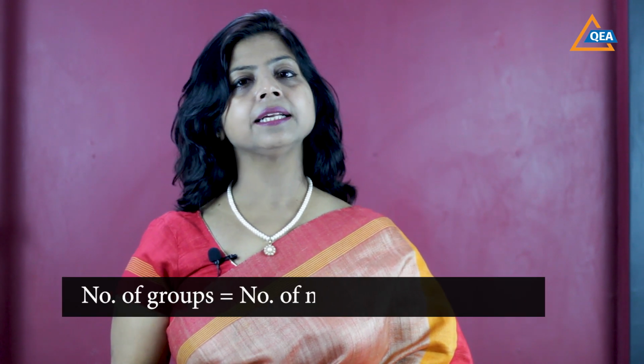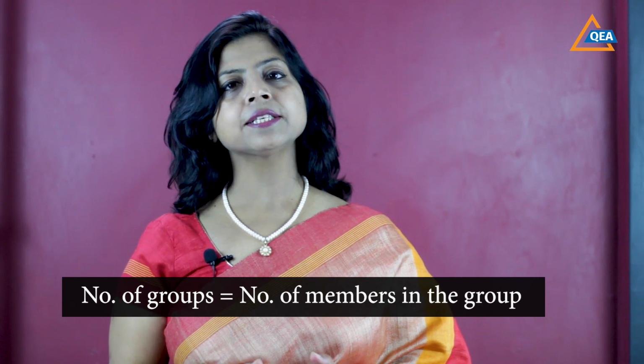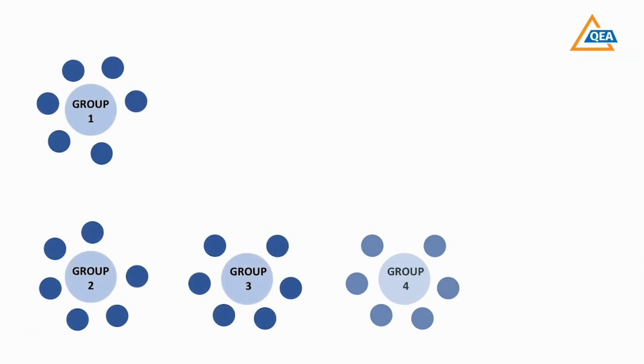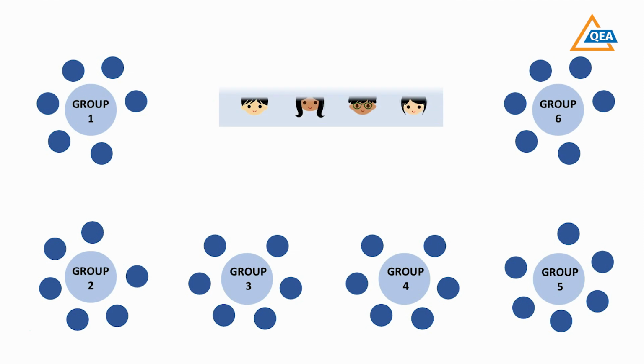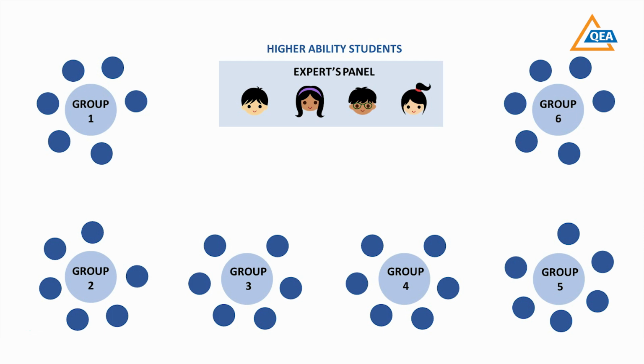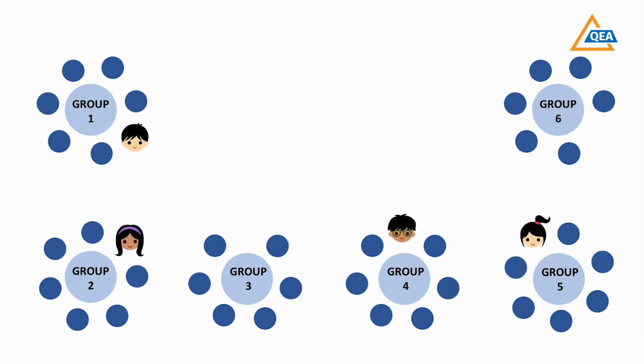It is important to note over here that the number of groups and the number of members in each group are supposed to be equal. So when we are making 6 groups of 6 students each, let's see that we are creating mixed ability groups, which means that we have in each group students with different abilities. Now we are also remaining with 4 students. These 4 students could be the ones of slightly higher ability, and they will become part of our experts panel group. These 4 students will be referred to by any of the groups as and when they need any kind of help.